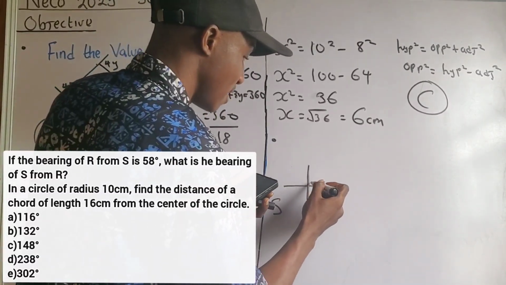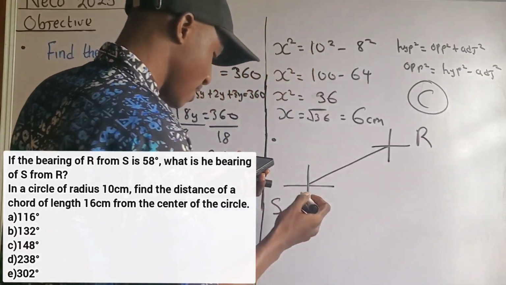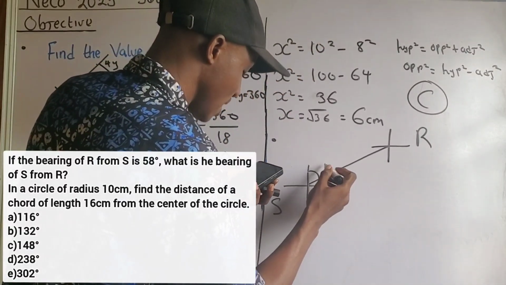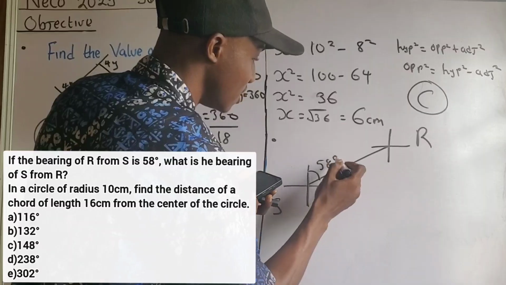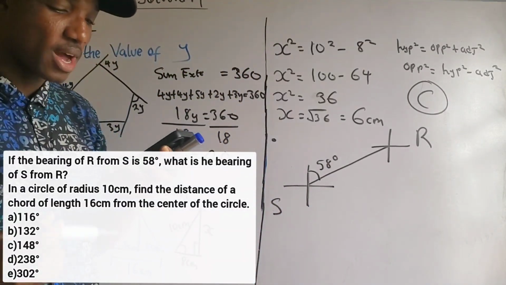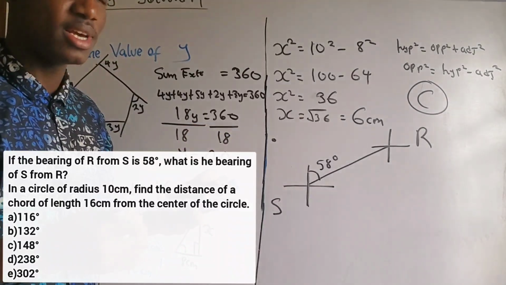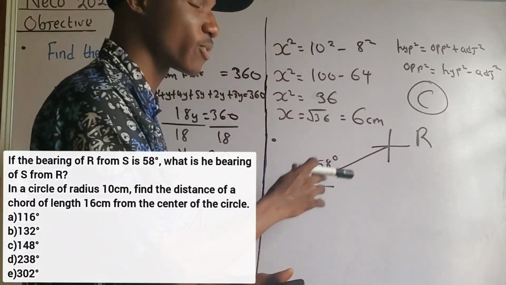S is here. The direction of arc from S. So arc is going to be here. The angle is what? 58 degree. Do you understand it now? So now you are asked to find the bearing of S from arc. Do you know the meaning? That is, in which direction is S from arc?